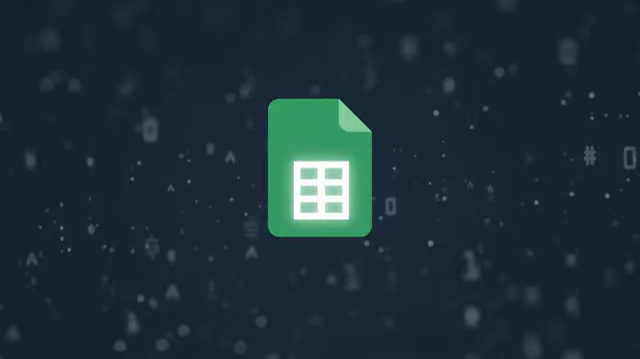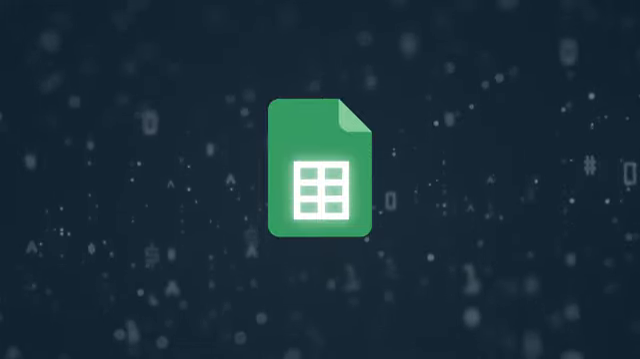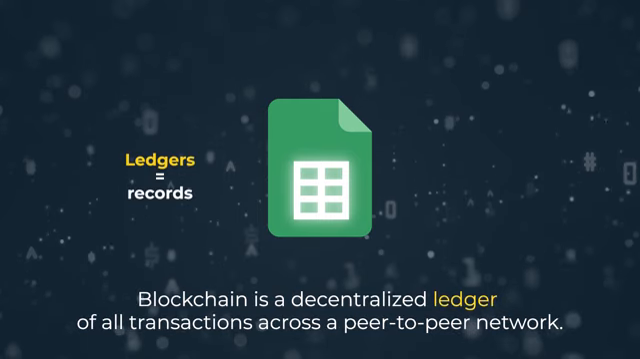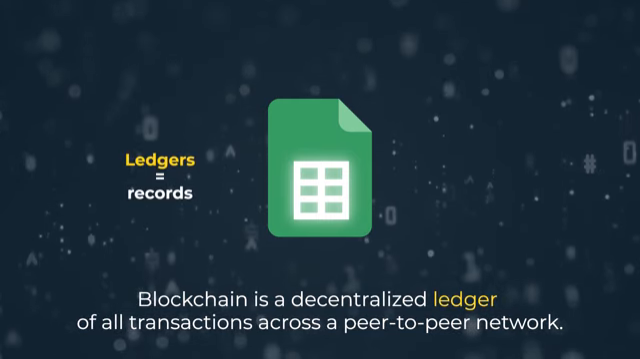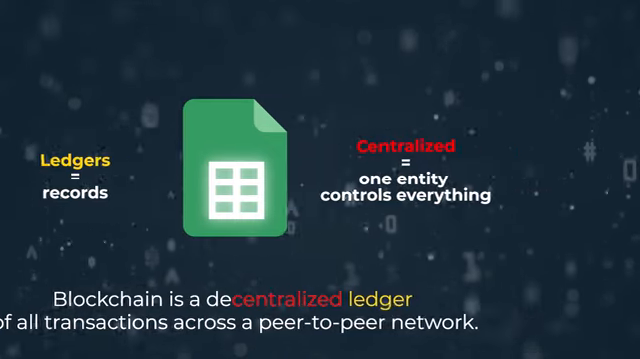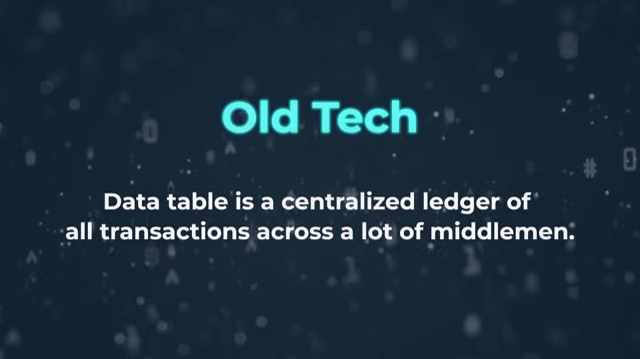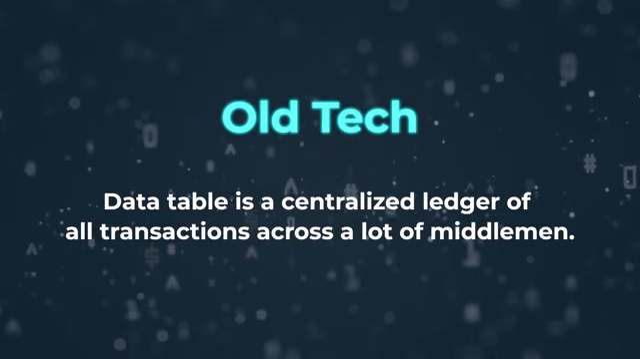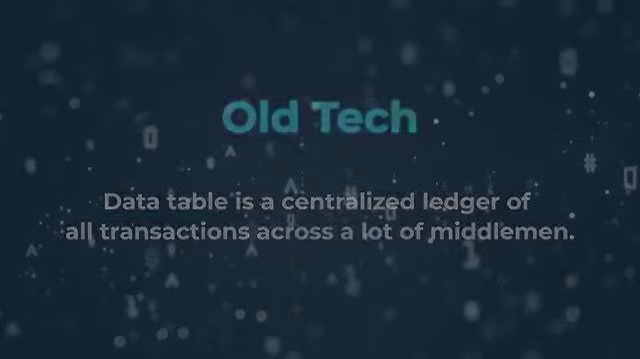Think of it like a boring, long Excel spreadsheet. Ledgers just mean these records in spreadsheet format. And centralized just means that the companies control their own ledgers. So what we had before is a data table, a centralized ledger of all transactions across a lot of middlemen. This is where blocks come in.